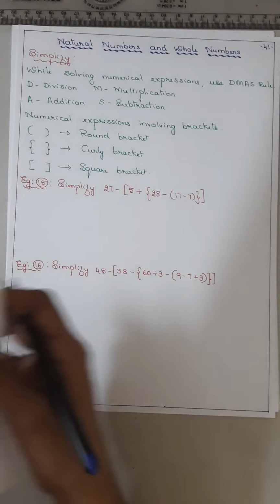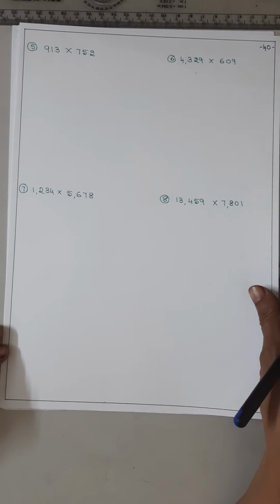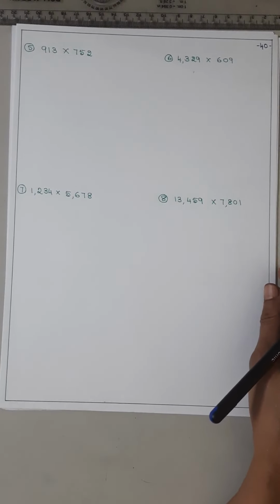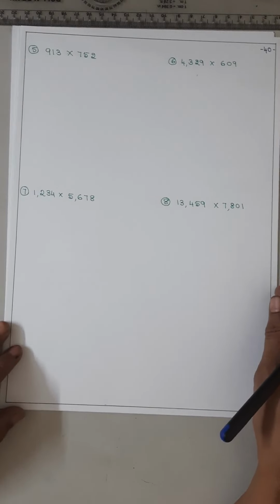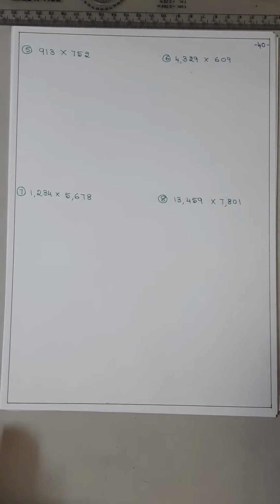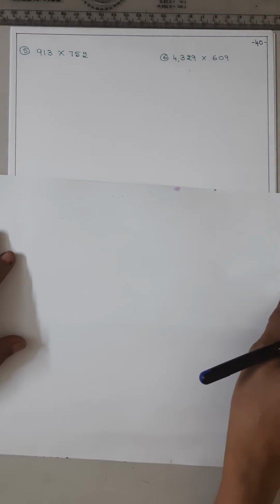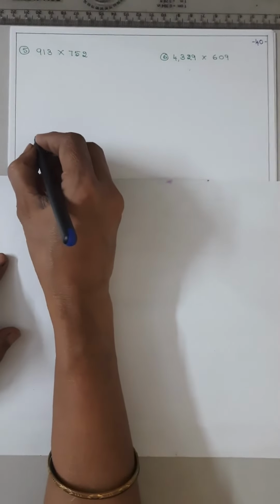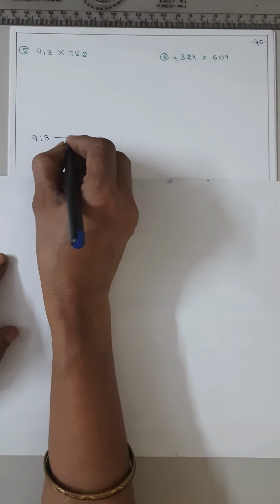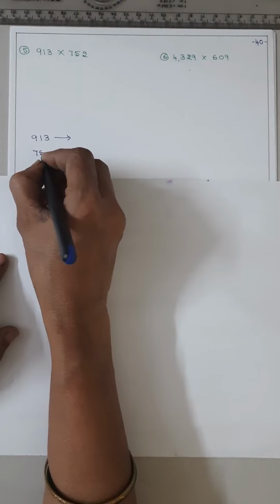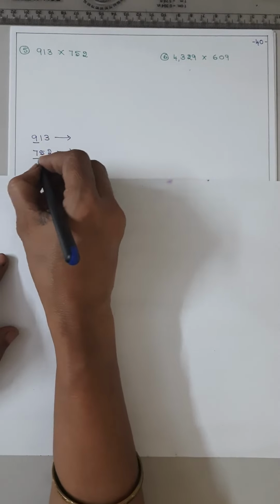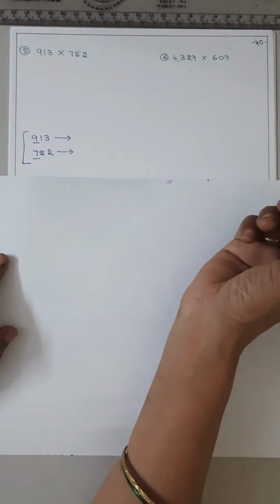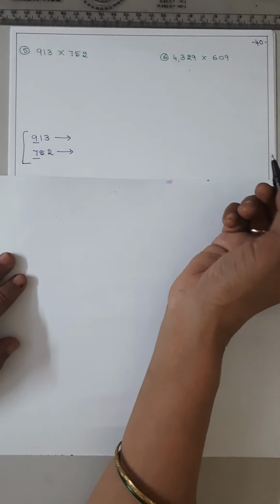Now coming to the question number 5. It is a 913 into 752. Hope you are understanding the sums, isn't it? It's a 913 and 752. Both round off to hundreds because both are in hundreds.